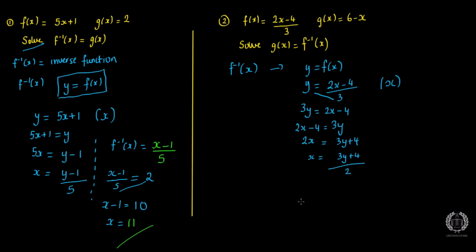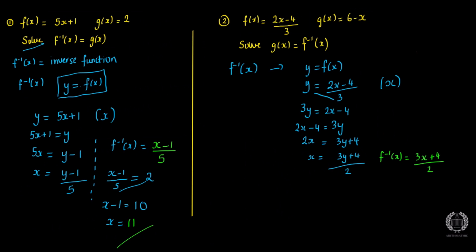Now, remember, what's our final step for the inverse function? We need to change the y into x. So my inverse function, if I write here f minus 1 of x equals that, 3y now becomes 3x, plus 4, over 2. That is our inverse function, f minus 1 of x.